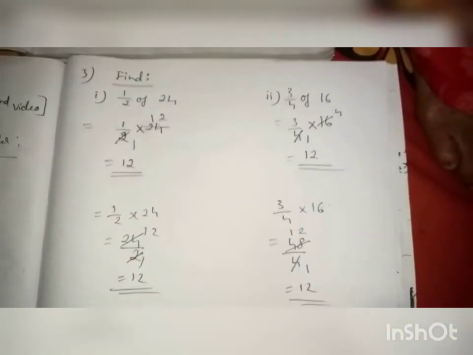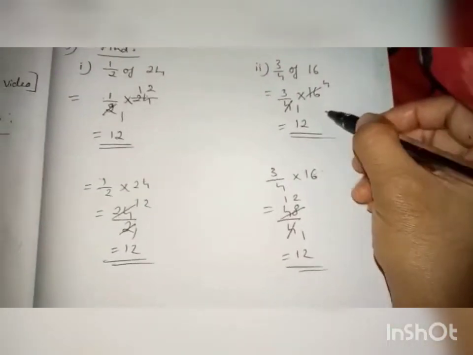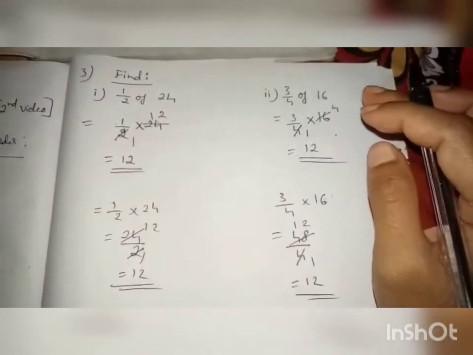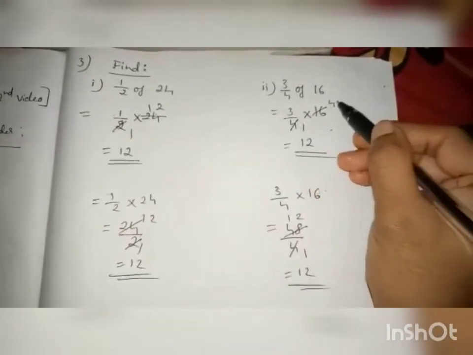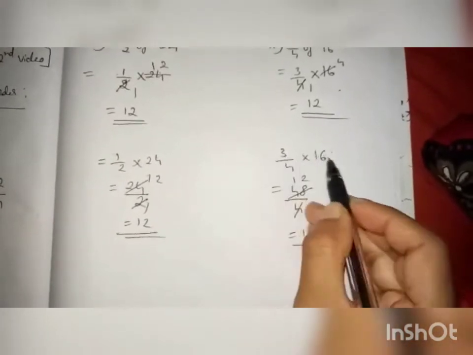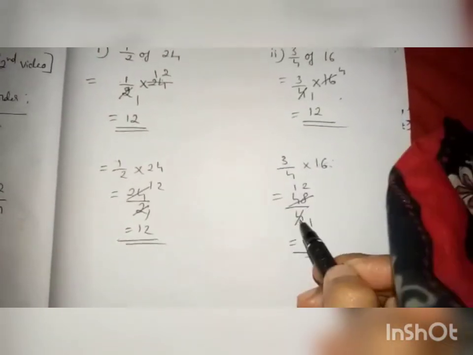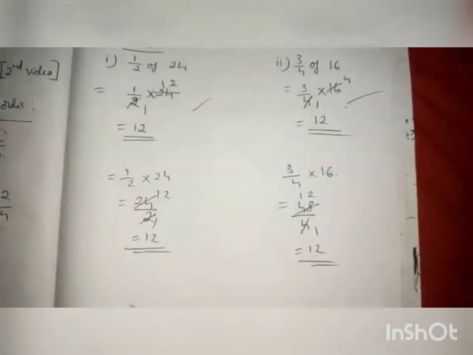So two methods are there. In any way you can do it. But this becomes simpler and smaller. You can easily do this. First you divide, then you multiply. With the other, first you have to multiply 16 into 3, then divide. Here this method is easier.